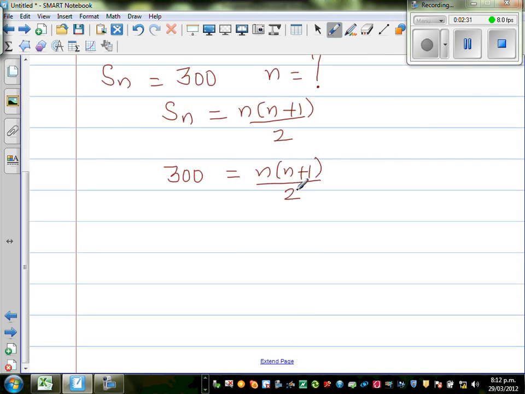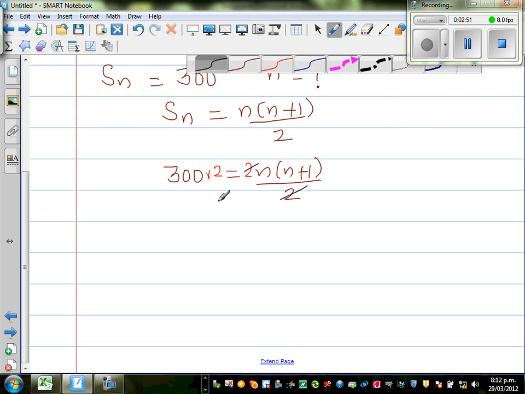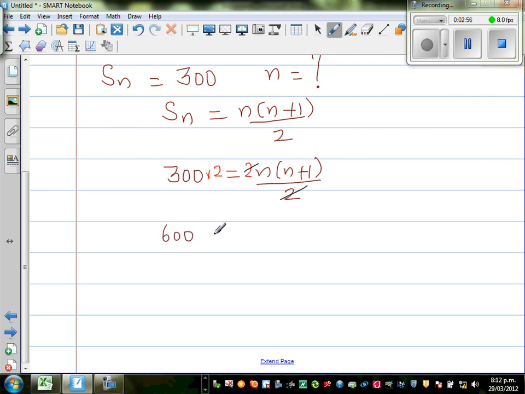Now I want to get rid of this 2 from this side, so I'll multiply this side by 2. If you multiply this side by 2, you also multiply the other side by 2. So the 2 and 2 get cancelled. 300 times 2 is 600, which is equal to n times (n plus 1). So let me rewrite: therefore n times (n plus 1) is equal to 600.